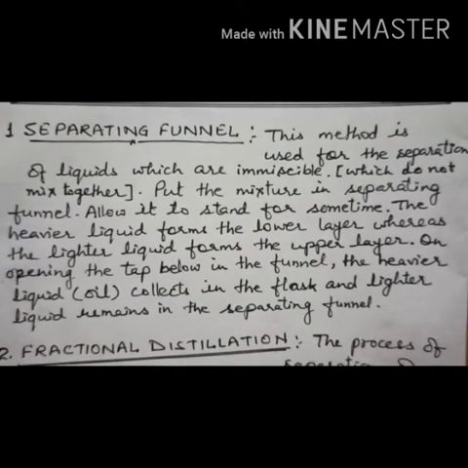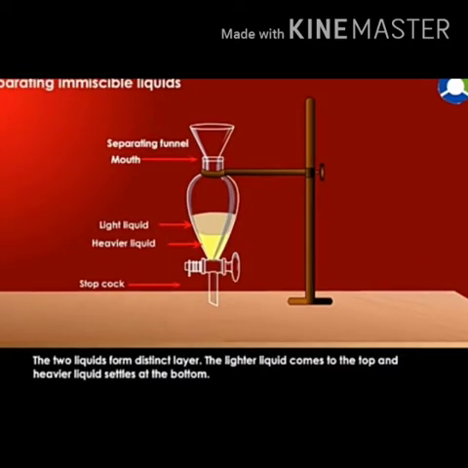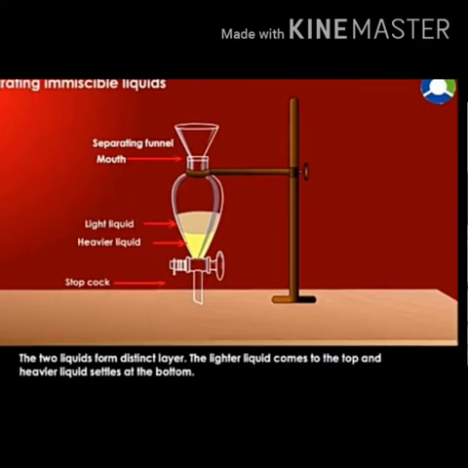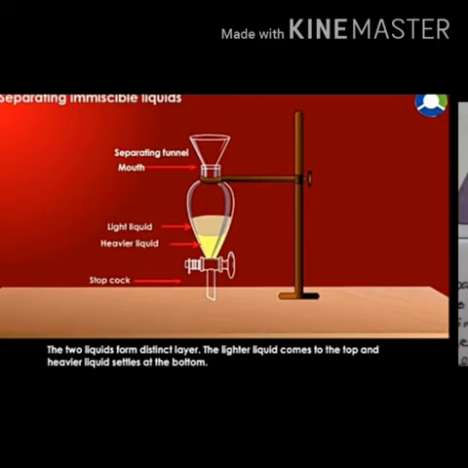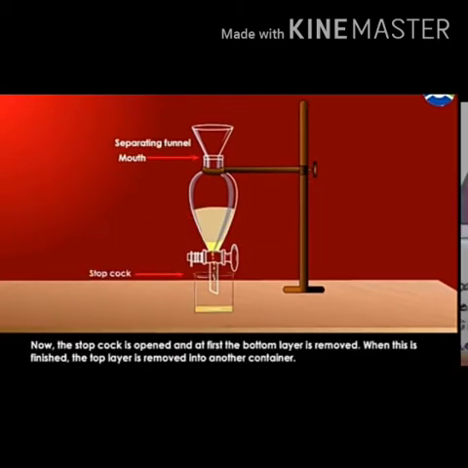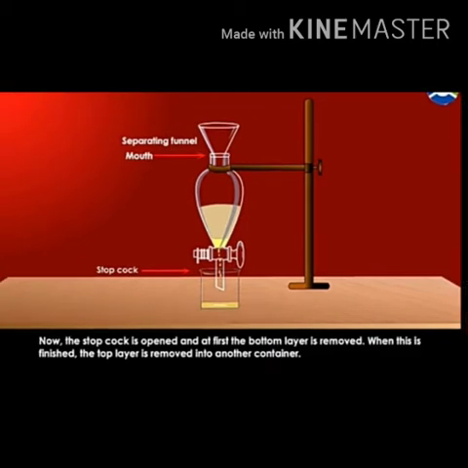the separating funnel. Now just look at this, this is your separating funnel. In this separating funnel you pour the mixture, and this one is the heavier liquid and the upper one is your lighter liquid. Now when you open the tap, what happens? The heavier liquid collects in the flask, and the lighter liquid remains in the separating funnel. In this way you use a separating funnel.